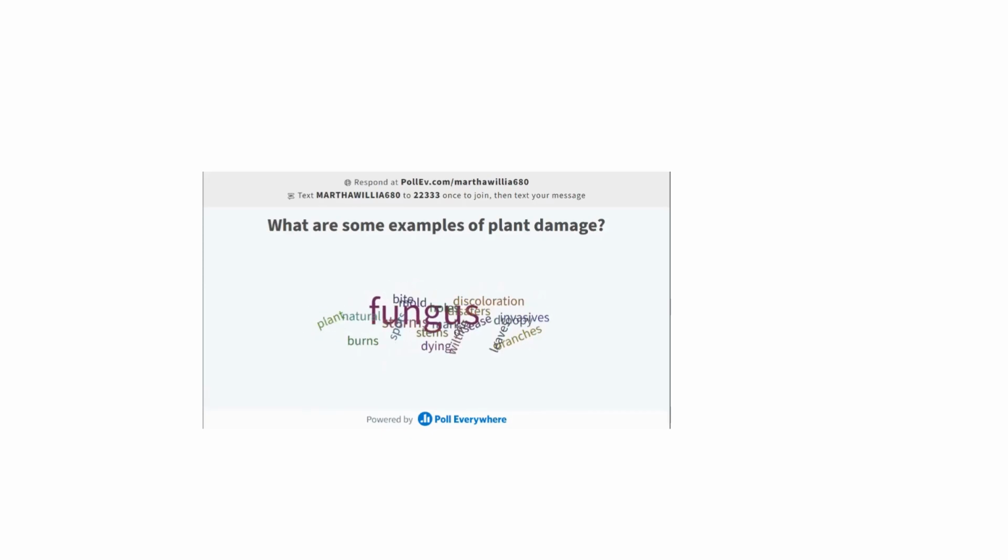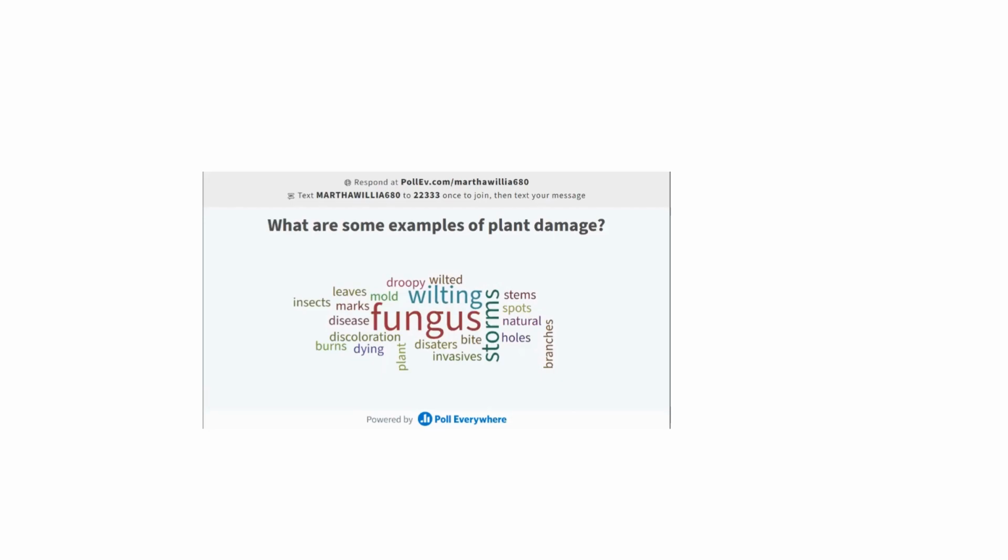So here I'm seeing examples of things that cause damage, as well as how the plant responds to damage, which is interesting. And I will cover both of those things. These are great.